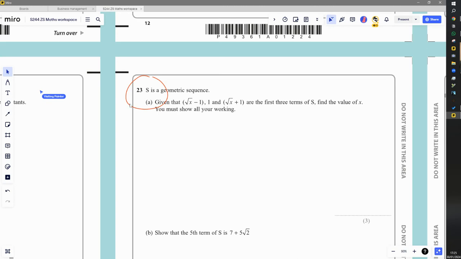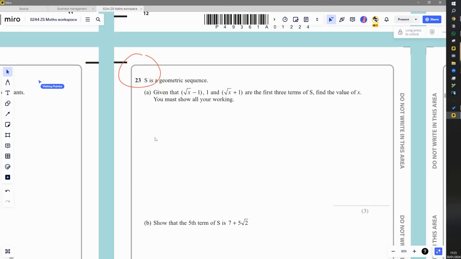Okay, so what we're going to do first of all for this question is just make sure we understand what a geometric series is. So we could start from something like, let's imagine this is an example of a geometric series: 1, 2, 4, 8, 16, 32. What am I doing? I'm doubling it each time.